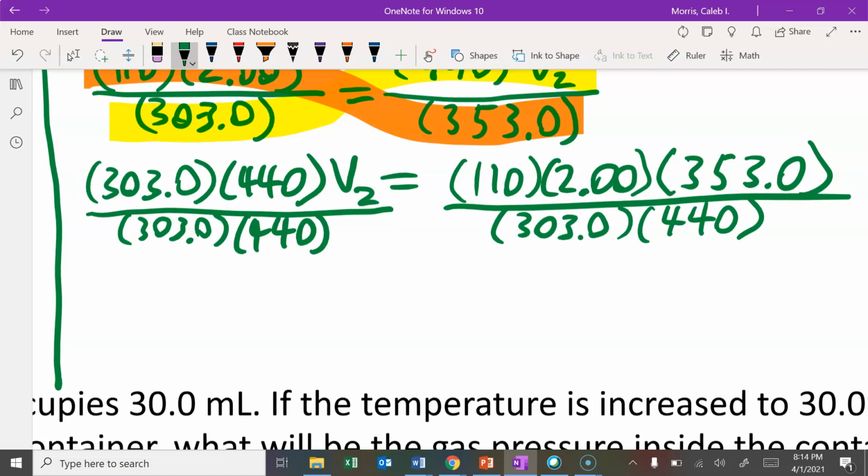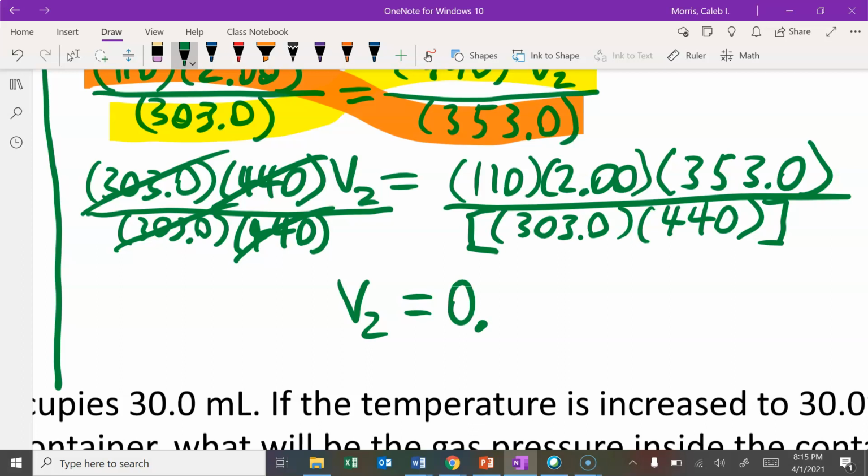Now I want to caution you, if you're doing this all in one step in your calculator, make sure that you put double parentheses down here so that you don't make a mistake. Your calculator needs to understand what you mean, so make sure you're following order of operations correctly. Both of the things in the denominator need to be enclosed in parentheses to get the right answer. But if I divide this, I'm canceling everything out. I end up with just V2 equals, and if I do my math correctly, I should get 0.58. Yeah, and that's to two significant figures, so 0.58 liters.